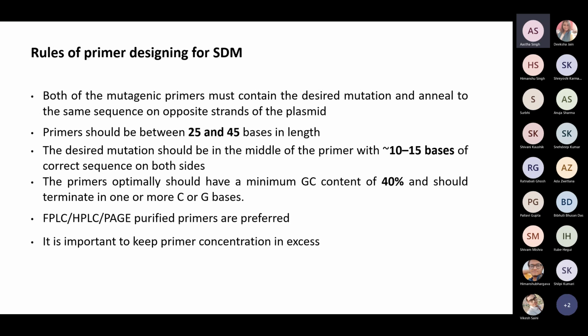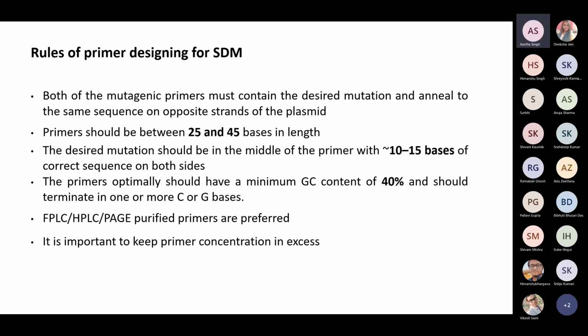Next, the desired mutation should be in the middle of the primer. Okay, so this is very important. For example, if you want to change three nucleotides in a particular sequence, you need to alter those three nucleotides, and you should have flanking nucleotide regions of 10 to 15 nucleotides on each side.